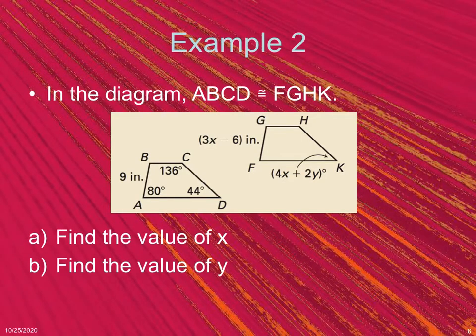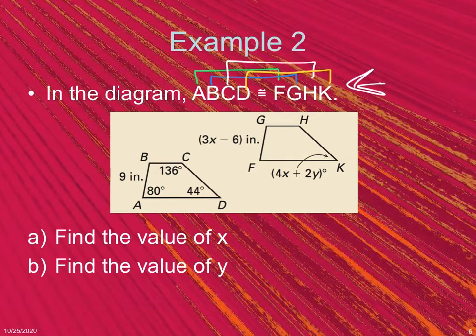All right, so here they're telling us, because they gave us this statement, that these two quadrilaterals are congruent. And again, remember, we can use this mapping thing where you can see that A is going to match with F, B is going to match with G, and C is going to match with H, and then lastly, D is going to match with K.